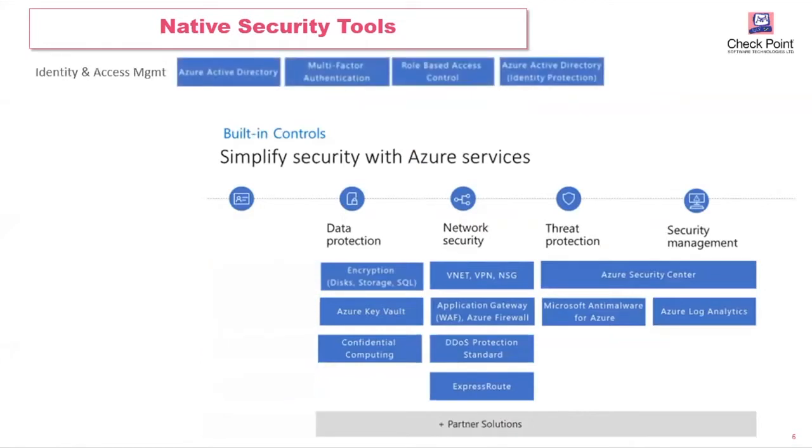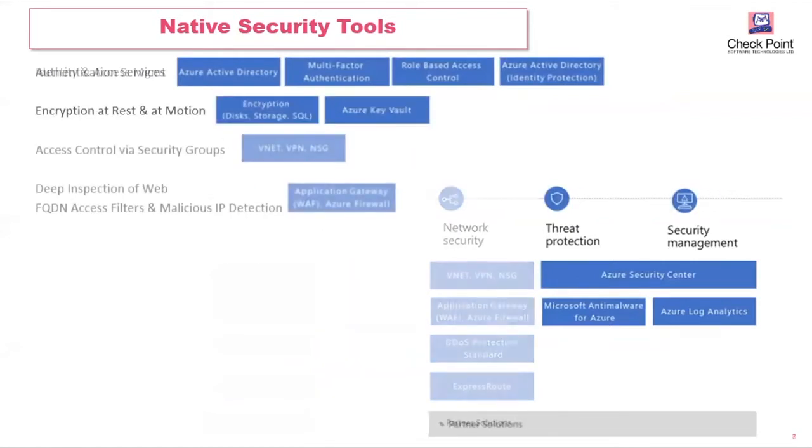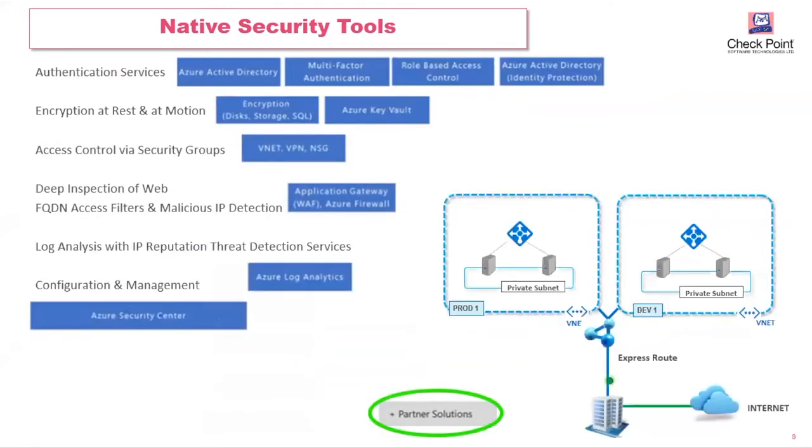We, of course, have the identity management. Again, these are all the systems and solutions that Azure provides. And I'm going to go ahead and list them all. In addition to encryption, in addition to access control via security groups, in addition to deep inspection via web application firewalls or the Azure firewall, we have log analytics, we have configuration and management control via Azure policies. So indeed, there is a very complete portfolio of security to start.